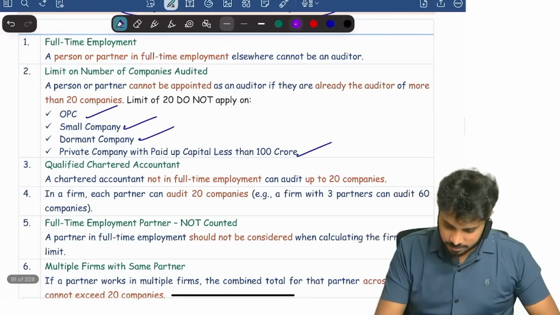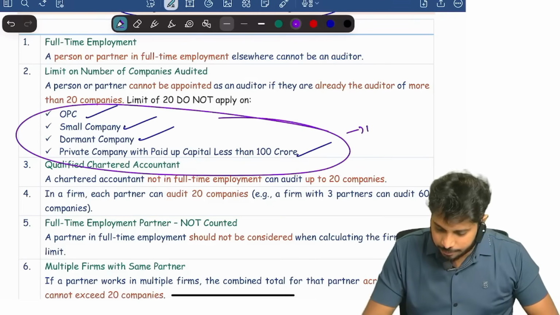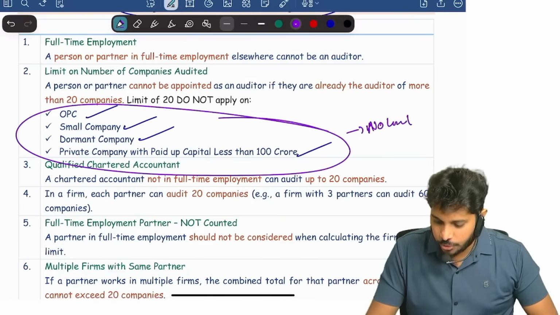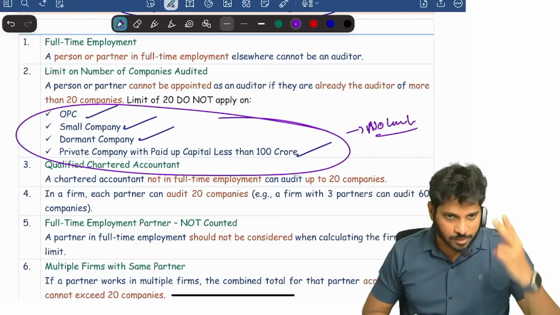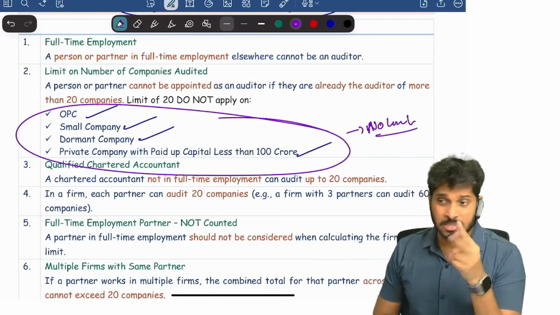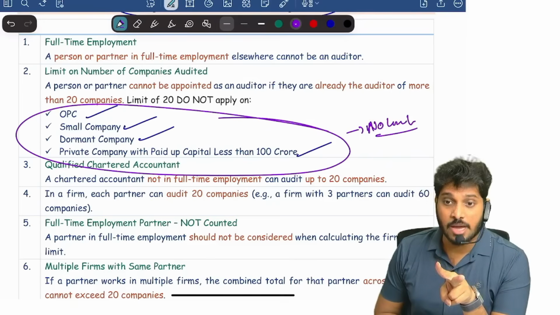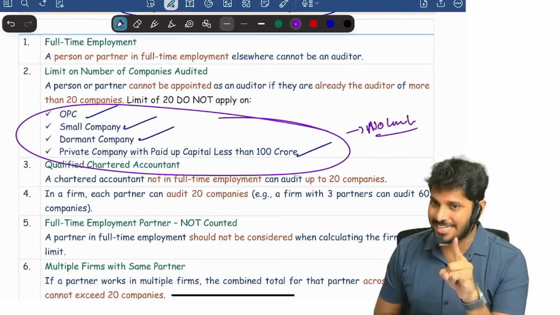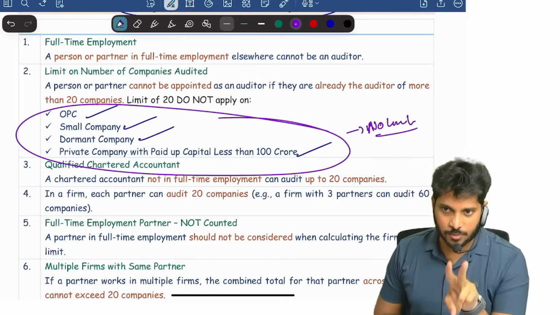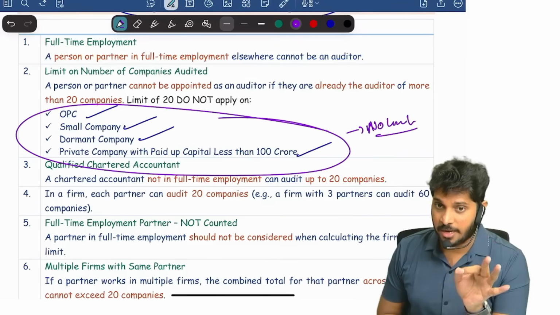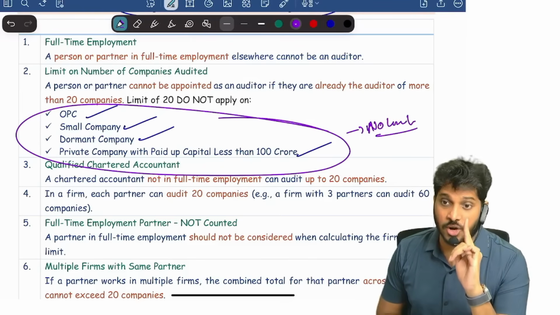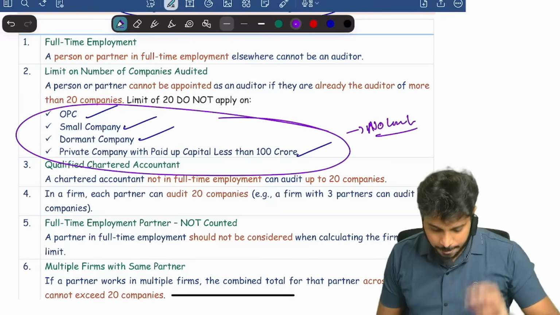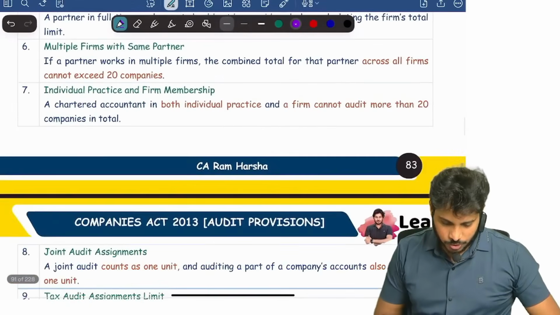In other words, for these 4 companies, no limit at all. You can audit even 500 companies, not an issue. Now they said 20 companies, right? If it is a partnership firm, then the 20 will be counted per partner who is in full-time practice. The 20 limit applies. Suppose a firm has 5 partners, 4 of them are full-time practicing chartered accountants, then 4 into 20, 80 companies that firm can act as an auditor at a time. Are you clear?